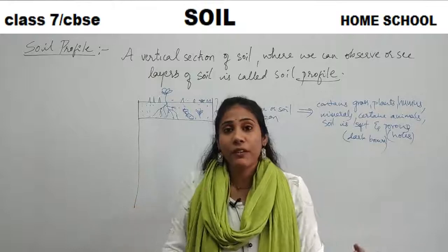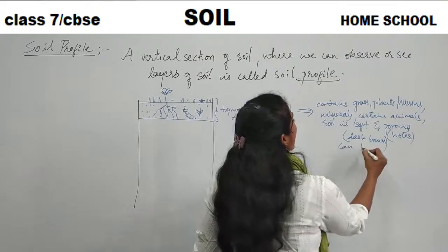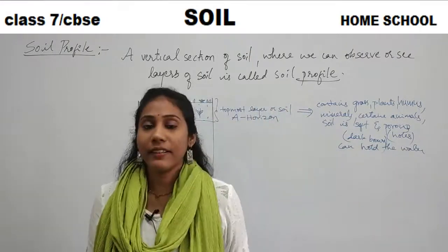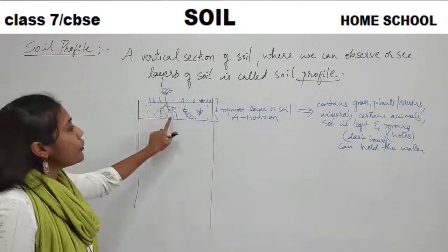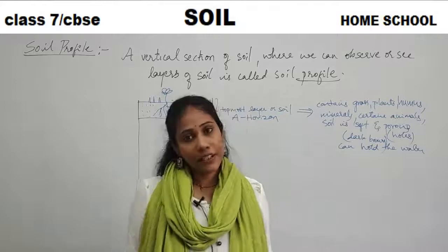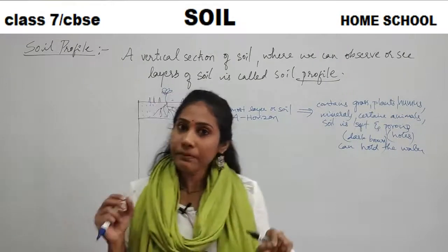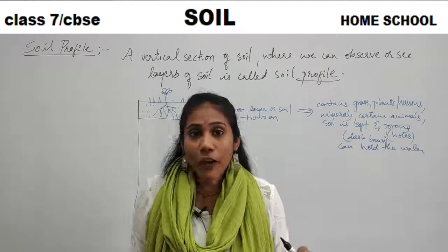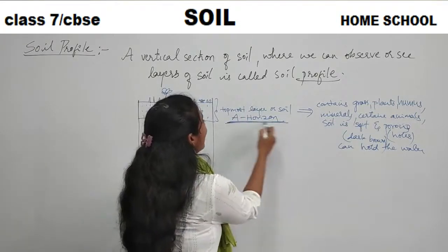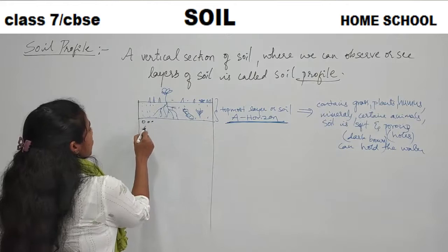Because it holds the water, okay? This topmost soil can hold the water also. Hold the water in the sense it can absorb the water. Clear? See, plant roots are also present in the topmost layer because this soil can absorb water. Okay, that is very much essential. So water will go through the roots only. Water is very important for the plants, isn't it? So this is the nature of the topsoil. Topsoil is also called with the name what? A horizon.